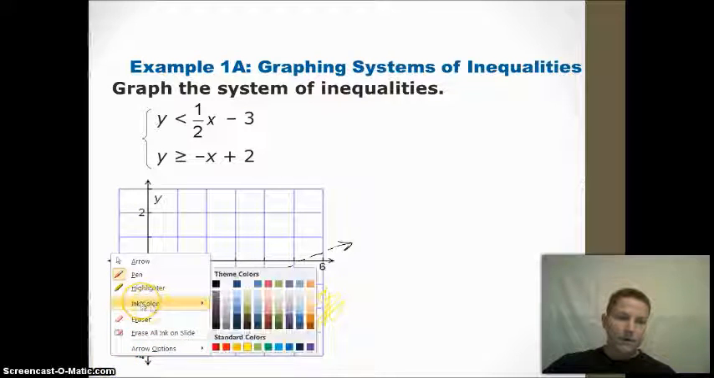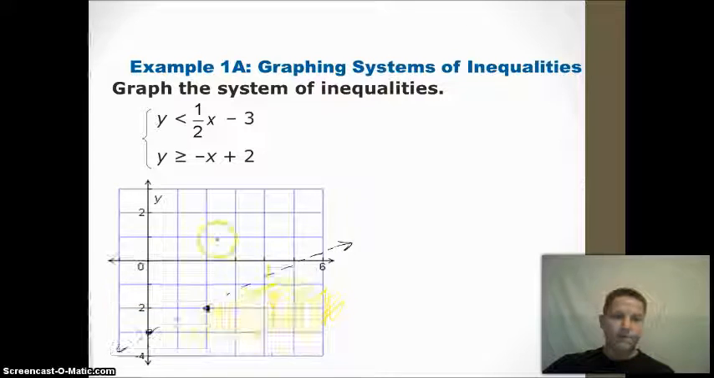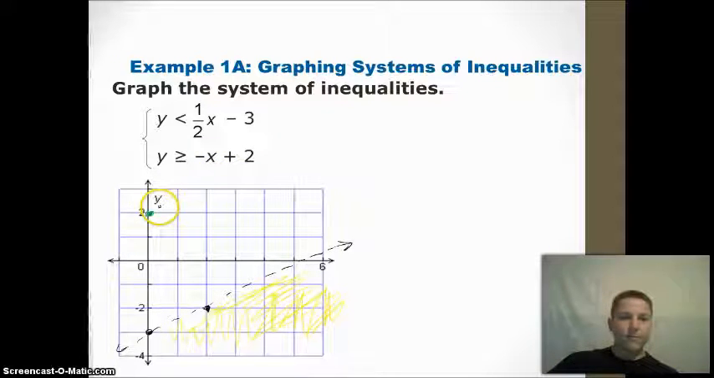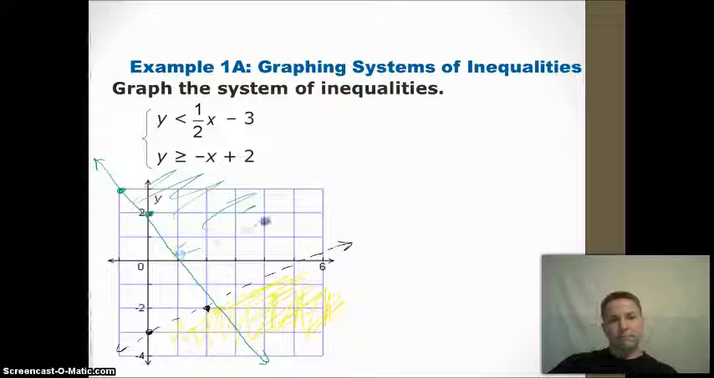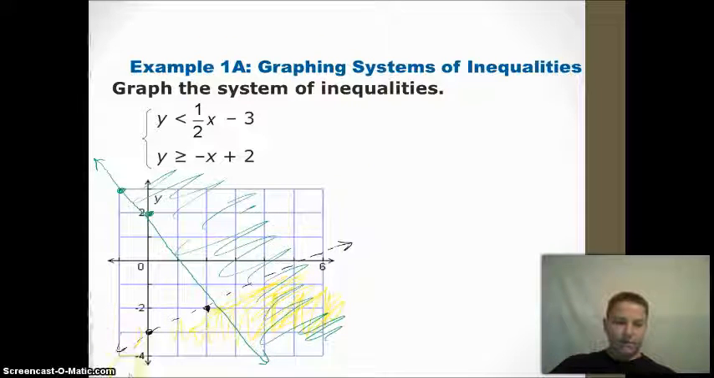Okay, now the other one we'll make green. Okay, so its y-intercept is 2. And its slope is up 1, backwards 1. And we want a solid line for this one. Okay, and we're going to shade above for this one. Okay, so hopefully you can see that there are some green and yellow areas shaded.